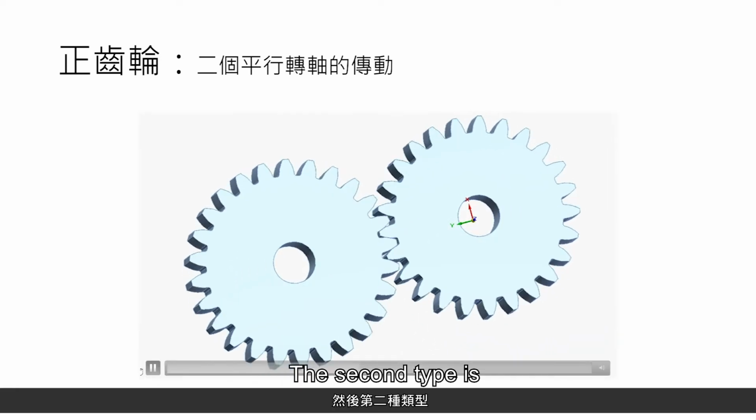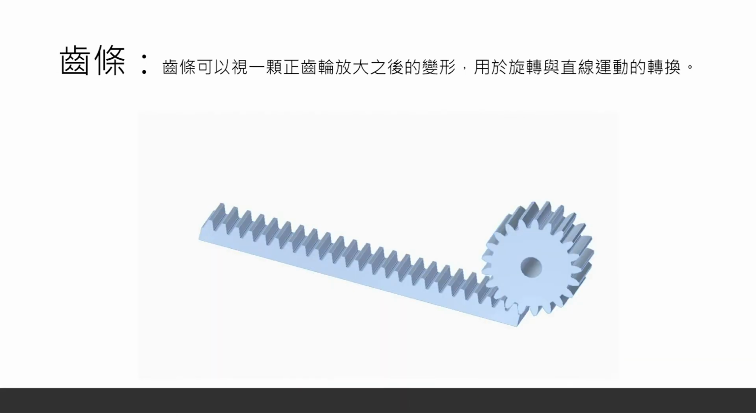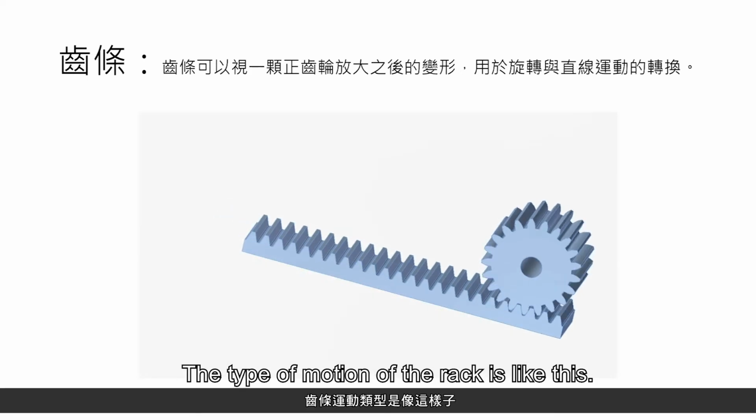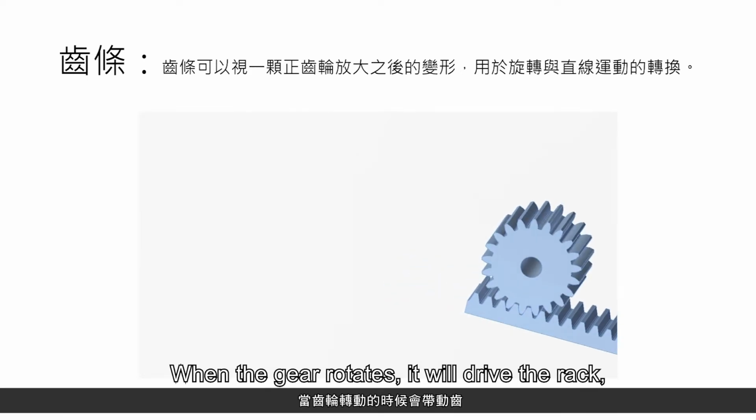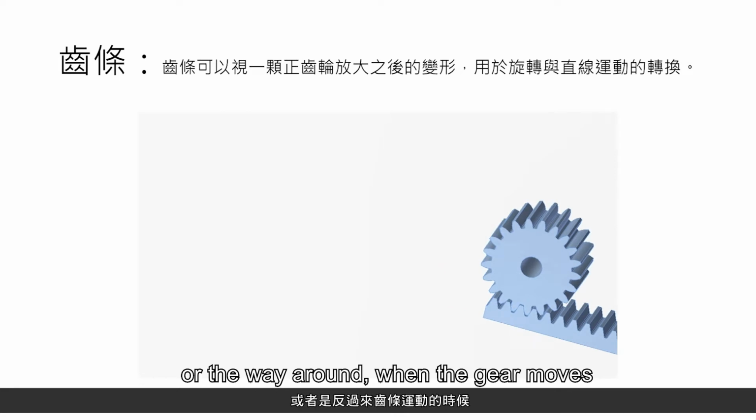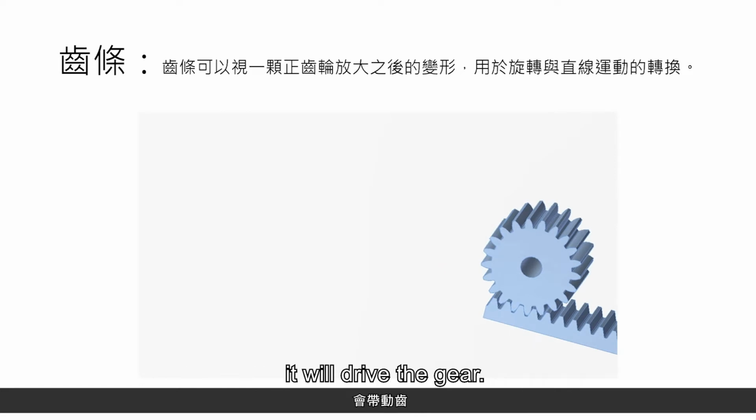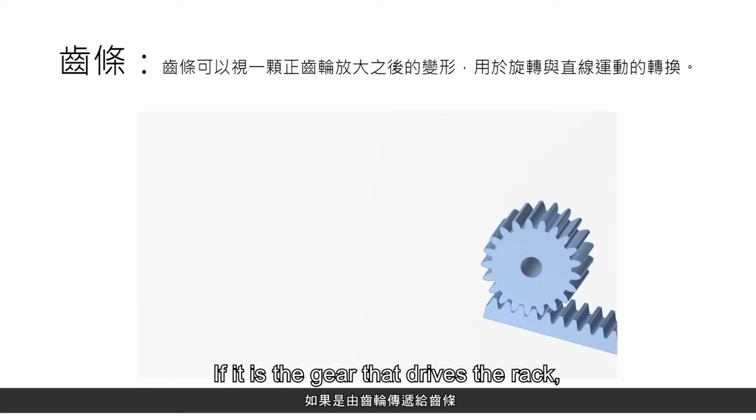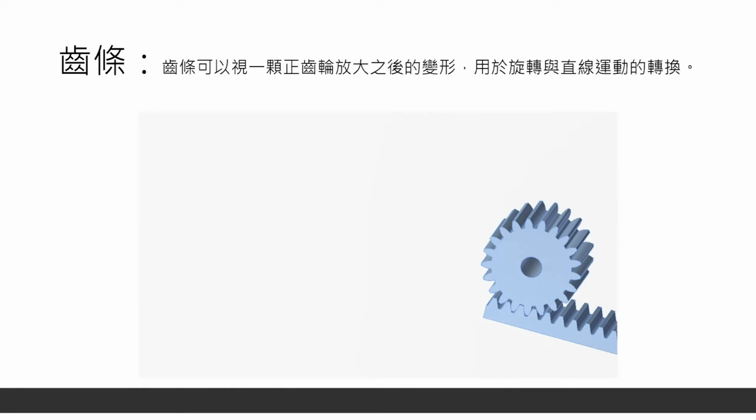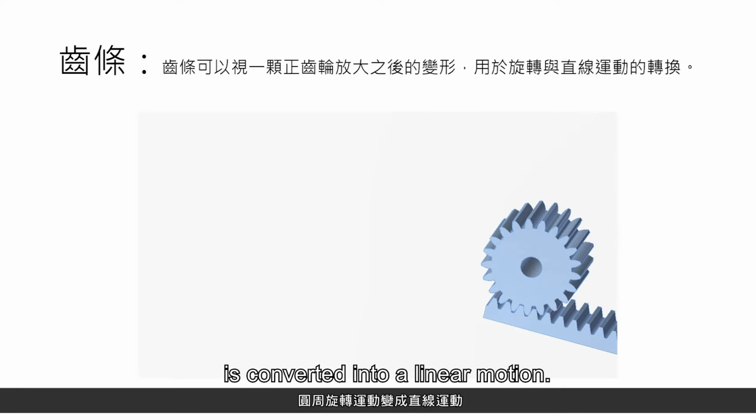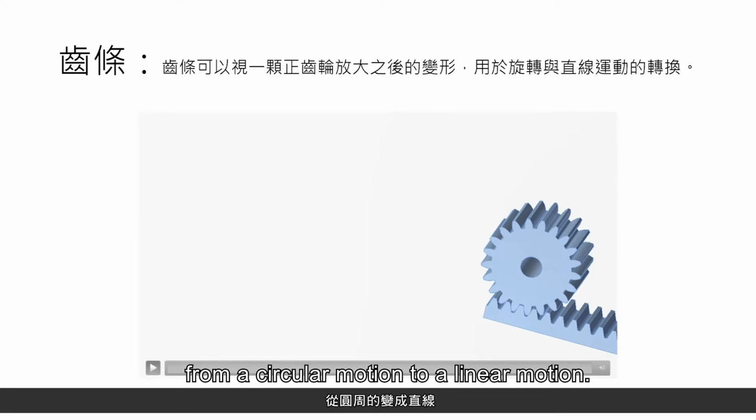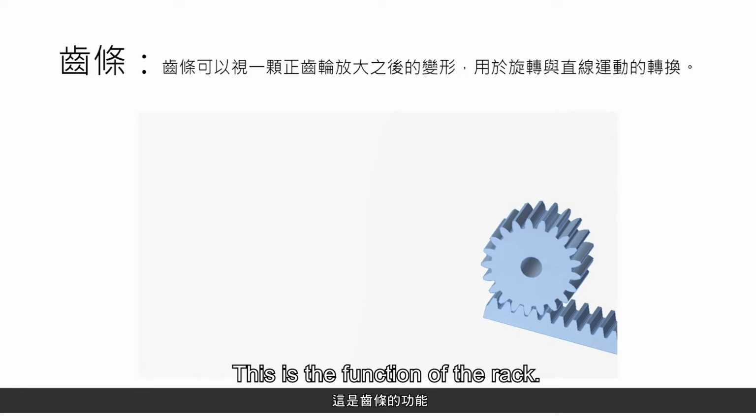The second type is the rack. The type of motion of the rack is like this. When the gear rotates, it will drive the rack all the way along. When the rack moves, it will drive the gear. They can interchange the roles of driver and follower. If it is the gear that drives the rack, it means that a circular motion is converted into a linear motion. What it changes is its direction of motion from a circular motion to a linear motion. This is the function of the rack.